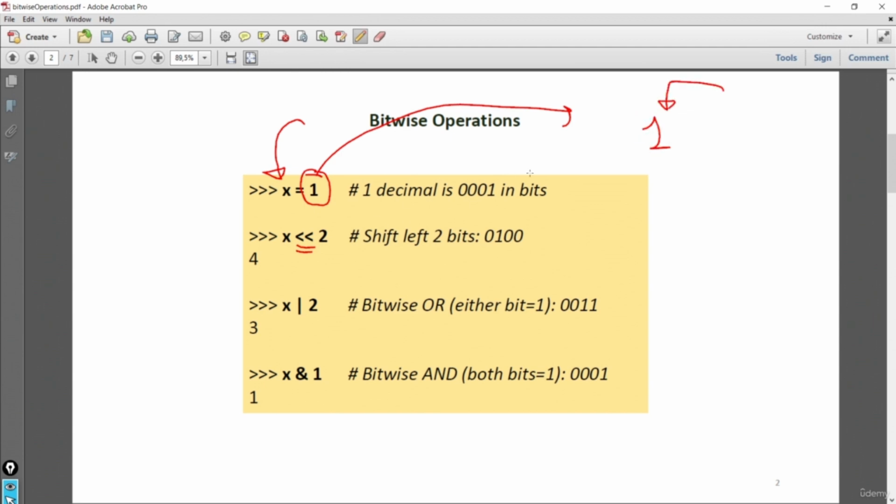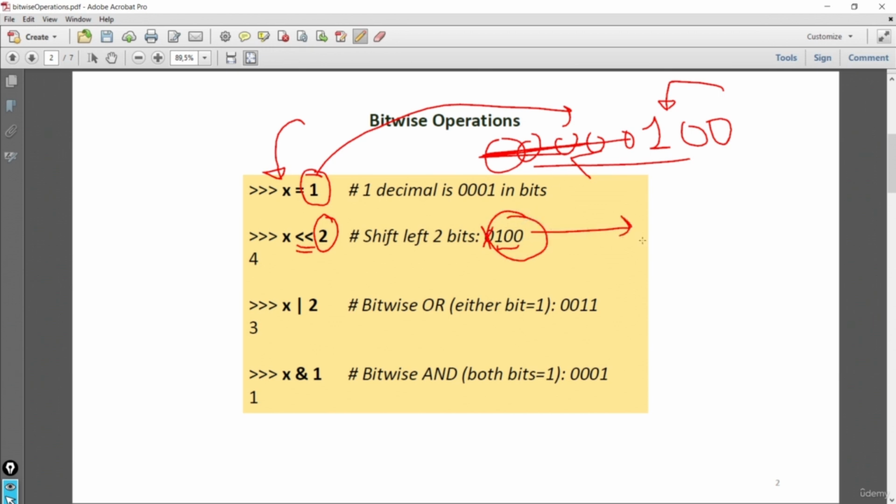If we shift this number to the left by 2 units, that means 2 new zeros are added to the rightmost positions. So we get 1, 0, 0. The leftmost bits are not very important, since all of them are zeros. So 1, 0, 0 when converted to decimal has the value 4.